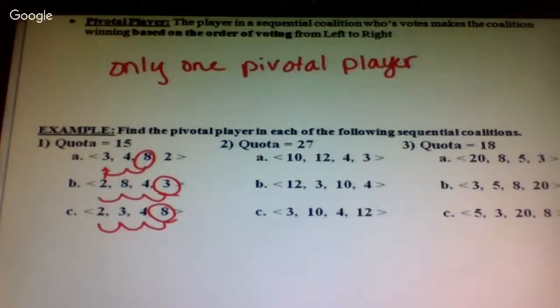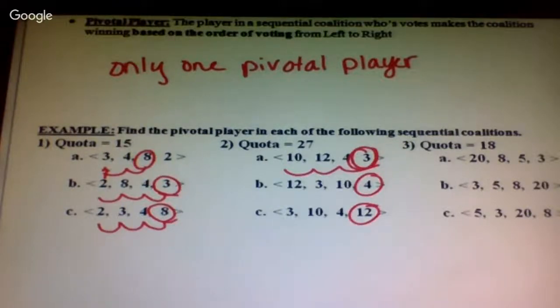Can I circle it? This time my quota is 27. Who is my pivotal player in A? 3. Okay, watch what happens. 10 plus 12 is 22, plus 4 is 26. We don't hit 27 until we get to 3. Okay, what about this one? 4. And the last one is 12.